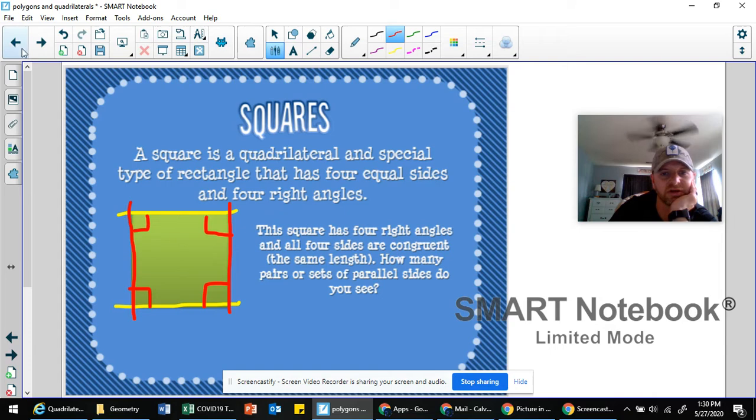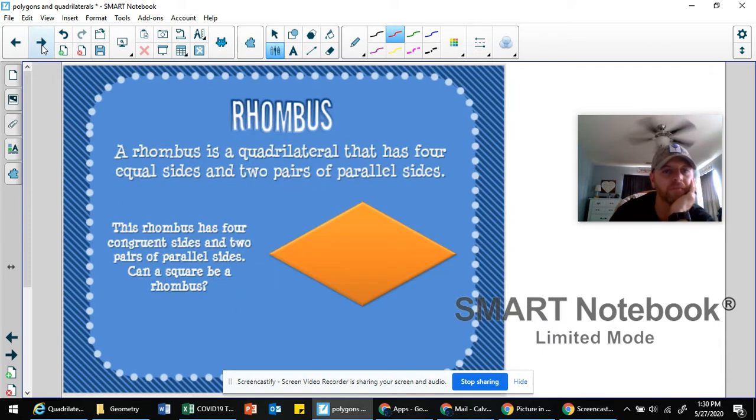All right, I think I skipped this. This square has 4 right angles, and all 4 sides are congruent, which means the same length. How many pairs or sets of parallel sides do you see? And we already talked about that and highlighted. We have 2 pairs of parallel sides. Again, 4 right angles, making this a special rectangle that we call a square.